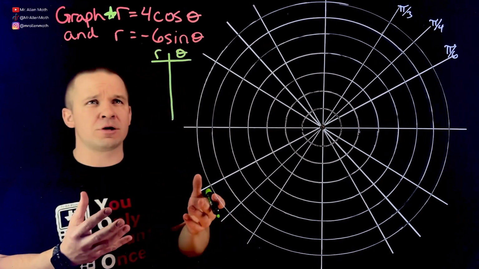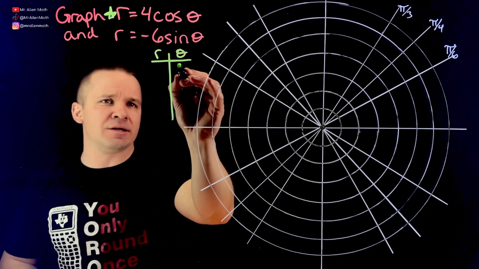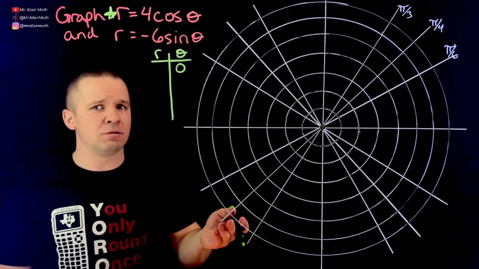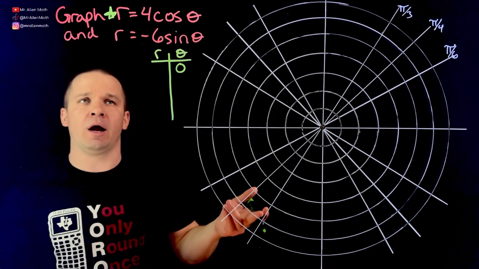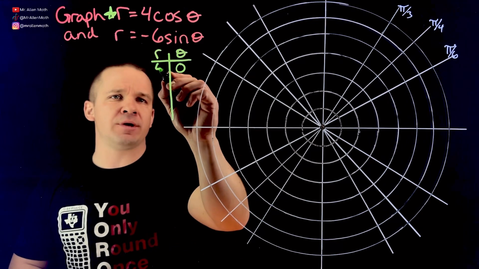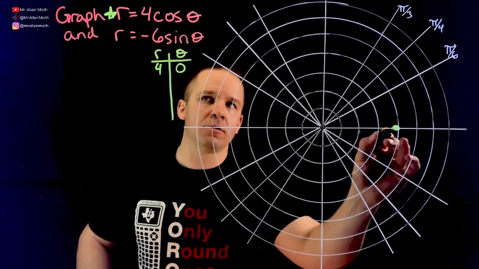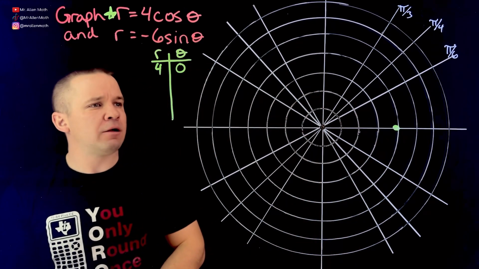So for cosine, let's say we got 0 for theta, right? So if I plug in 0 for theta, what would I get? Well, cosine of 0 is just 1, right? And 4 times 1 is 4. So we'd have 0, comma 4, 1, 2, 3, 4, or 4, comma 0. All right, cool, so I got a point there.